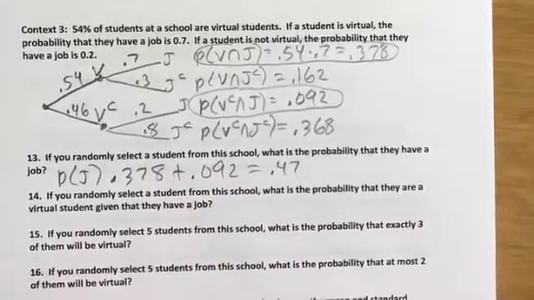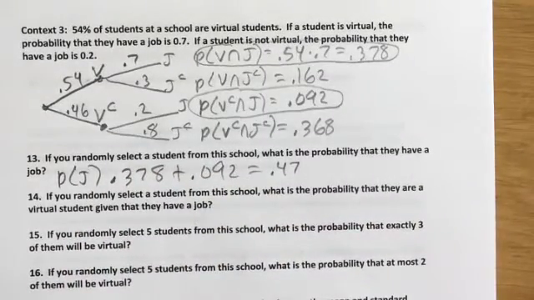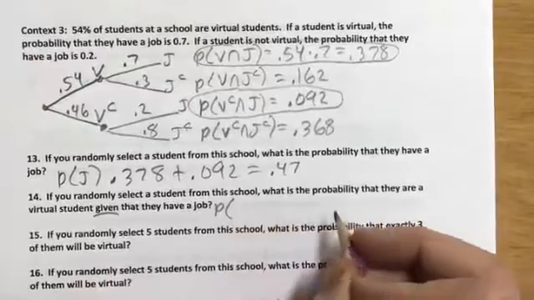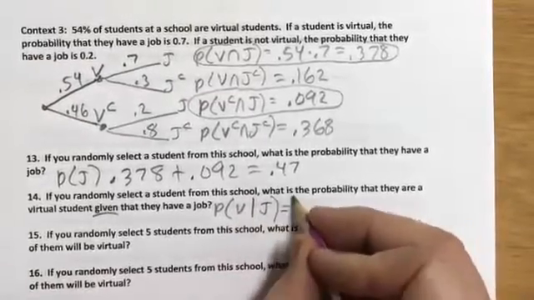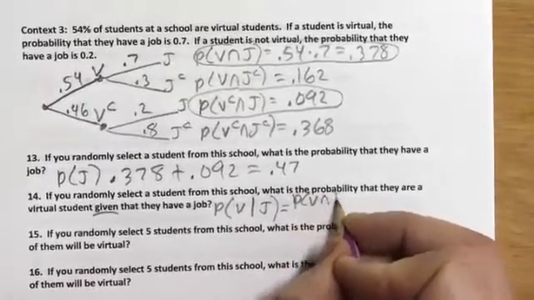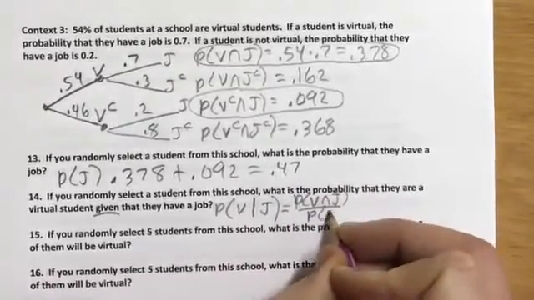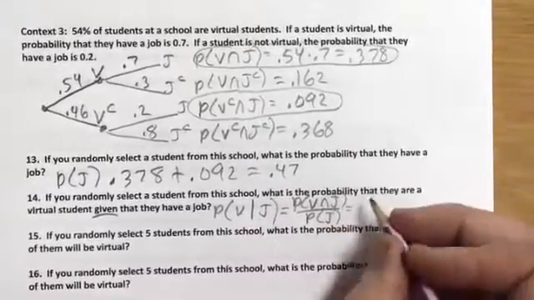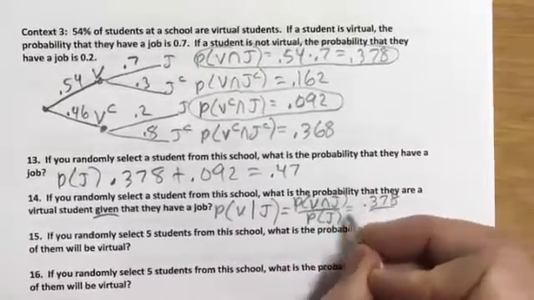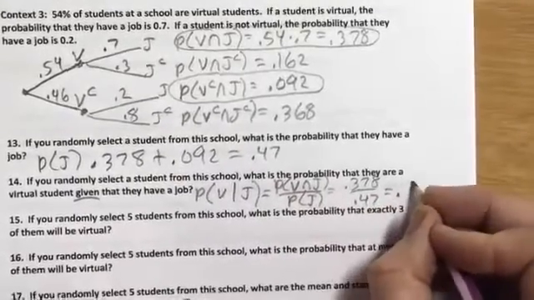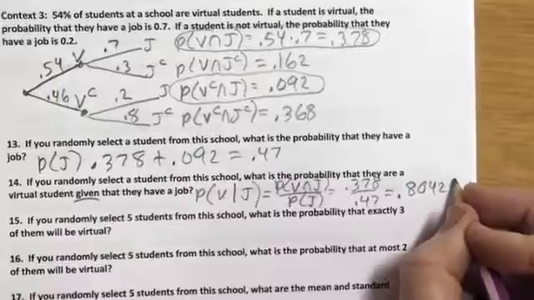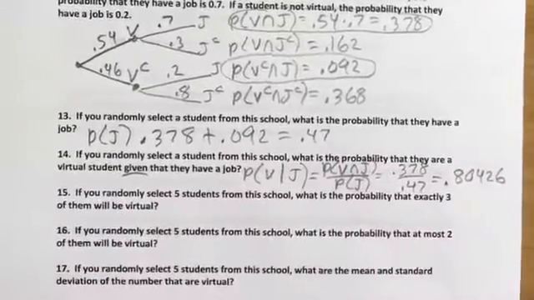And then this is in essence a Bayes theorem problem. If you randomly select a student from the school, what's the probability they're a virtual student given they have a job? That's a conditional statement. Going back to our formula again, that's the probability of both of those things, virtual and job, over the probability of the second one, job. Virtual and job is 0.378, which we found up there. And the probability of job, we just found, is 0.47. You divide those and you get 0.80426. And that's how you do that.